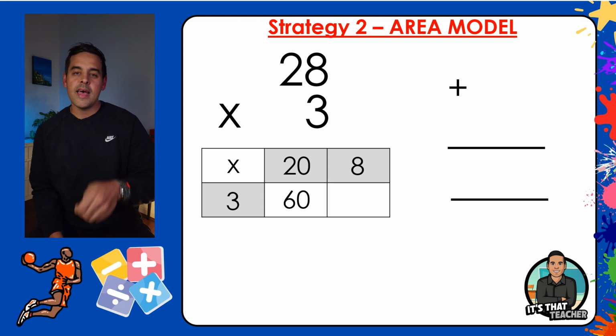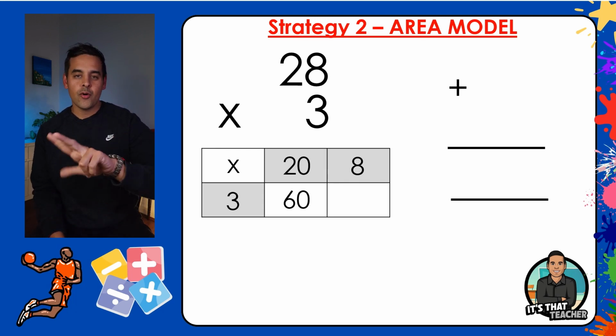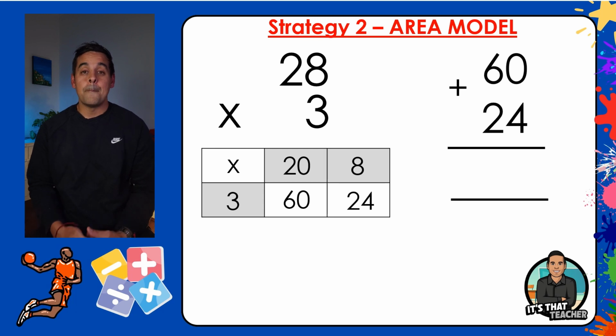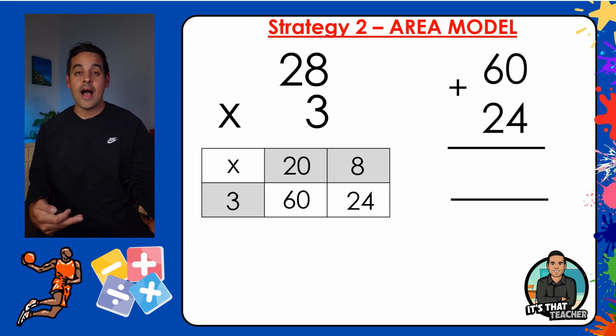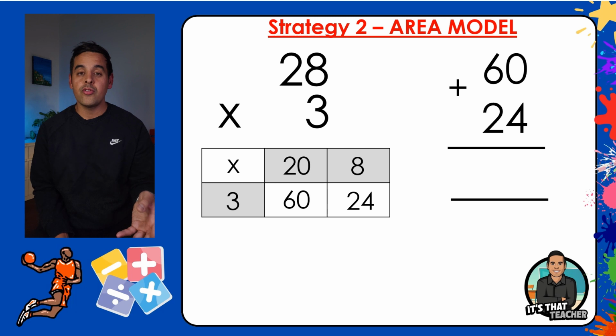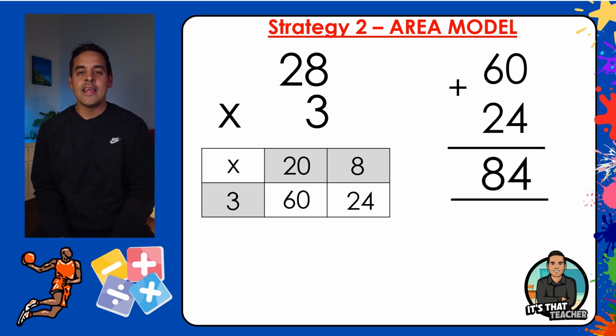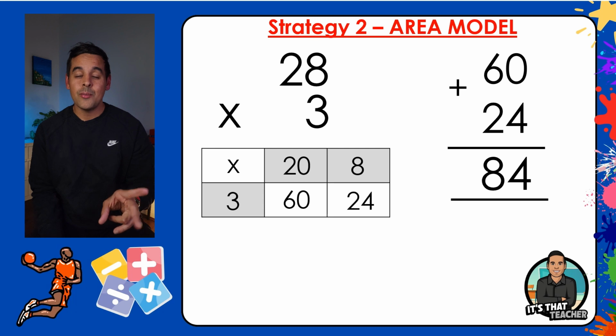Now, 3 times 8: 8, 16, 24, you know that's 24. After you've done that, you need to make it into an addition algorithm, just like this. And just work through it. This is basic. 0 plus 4 is 4. 6 plus 2 is 8. So as you can see, the area model is quite an effective method in multiplication. So hopefully either one of those methods helps you.